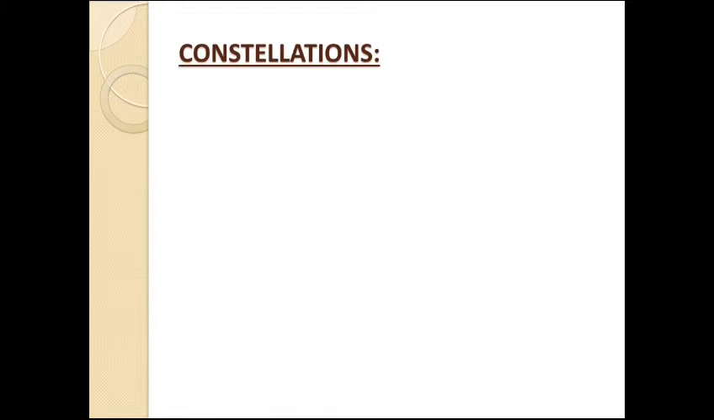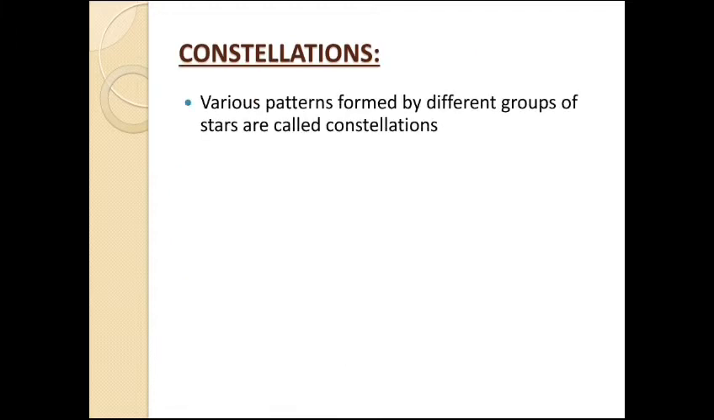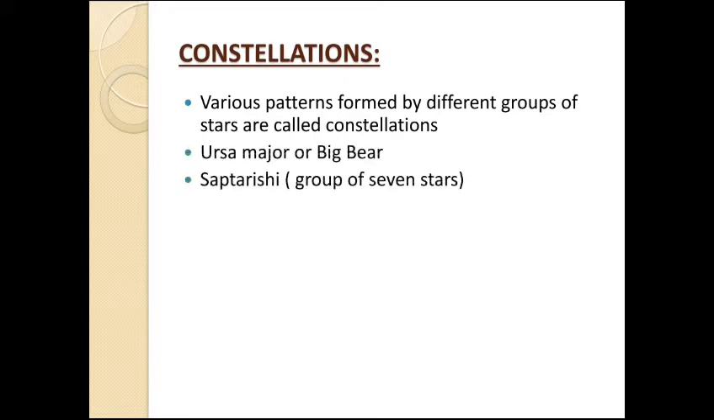Next is constellations. What is a constellation? It is various patterns formed by different groups of stars. Different groups of stars form various patterns, and these patterns are known as constellations. One of the important constellations is Ursa Major, otherwise known as the Big Bear. Saptarishi, a group of 7 stars, is a part of this Ursa Major constellation.